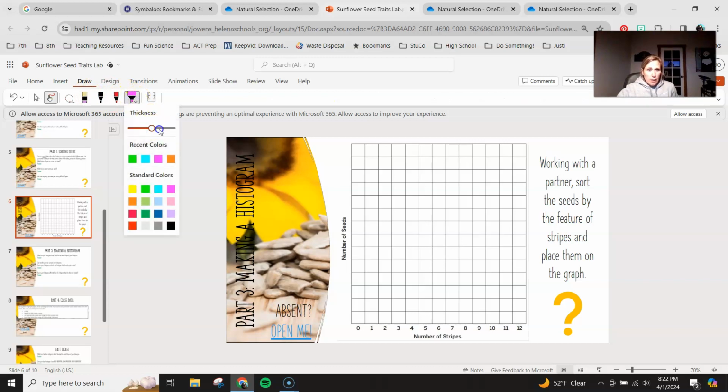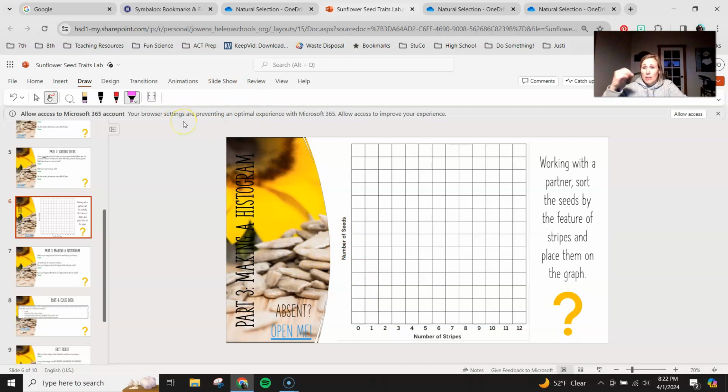I'm going to make it a little thicker, and then remember, if you hold the shift key down, you can say, all right, there were 2 seeds here that had this number. So again, do the tally thing between 0 and 12, how many stripes you count. You could even just write a quick 2 here for now, and then come back and graph it later. So once you've gone through and looked at all your data, what you're going to want to do is create a scale for your y-axis.